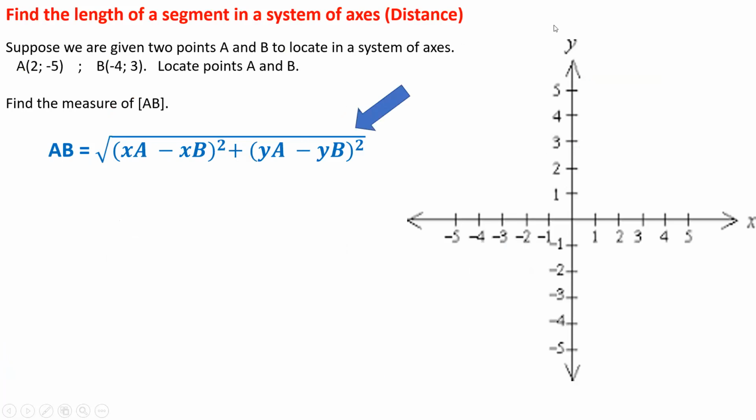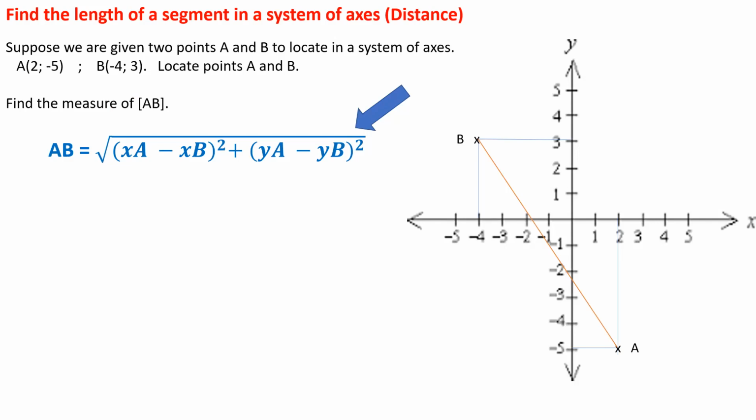Now, after locating points in the system of axes, for example, let's locate the 2 points A and B. A is (2, -5), so A is located here, and B is (-4, 3), so B is located here. We get the segment AB. If you join points A and B, you get a segment. As we have segments in geometry, we have segments in the system of axes.